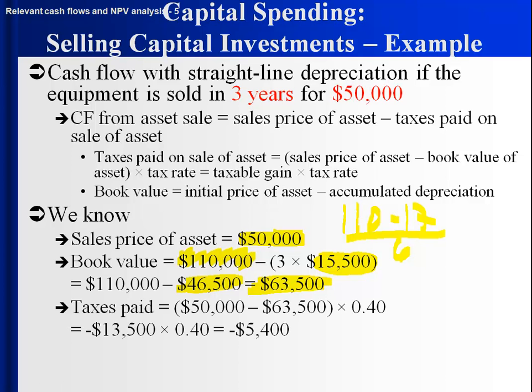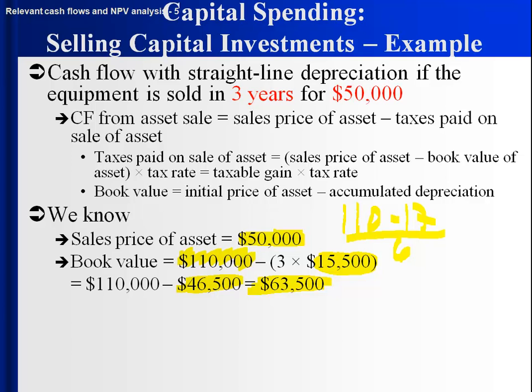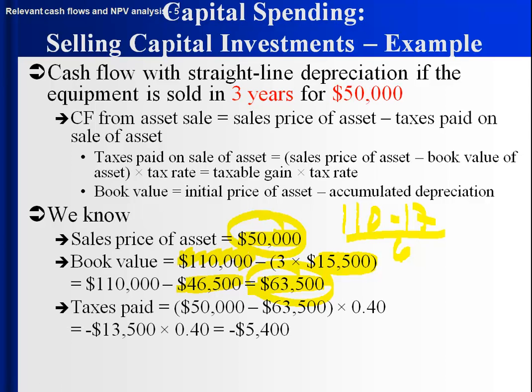So now we have an interesting situation. Oops, let's not do taxes yet. We know that we sold it for 50, but it was worth 63,500. It was worth more than what we sold it for, so there was actually a taxable loss. We lost 13,500. So taxes paid are 40% of that, and taxes paid are negative 5,400.